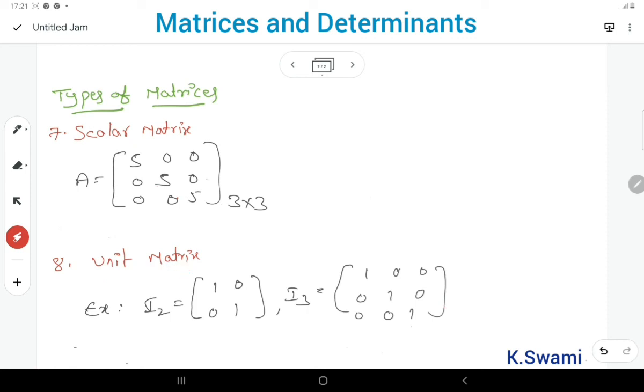In this case, it is a square matrix. It is a square matrix, so number of rows is equal to number of columns.